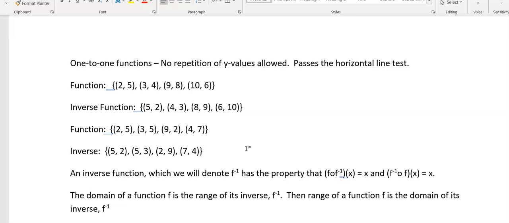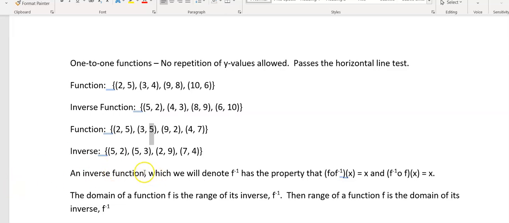So notice that although I did an inverse, this is not a function because we have a repetition of x values, the 5 and the 5, which means that this original function up here was not one-to-one. And let's notice if we look, no repetition of y values allowed. There's the repetition of y values, that 5 and that 5. So this was not a one-to-one function, and therefore our inverse was not a function. So that's very important. To get an inverse function, we need a one-to-one function to begin with.